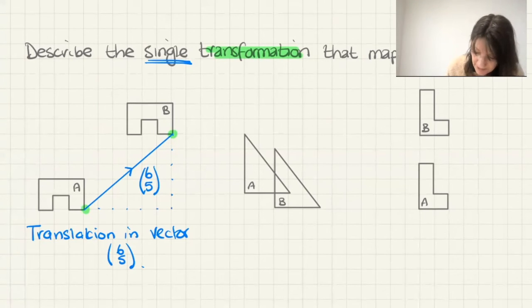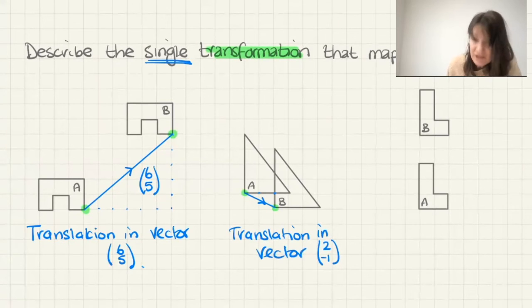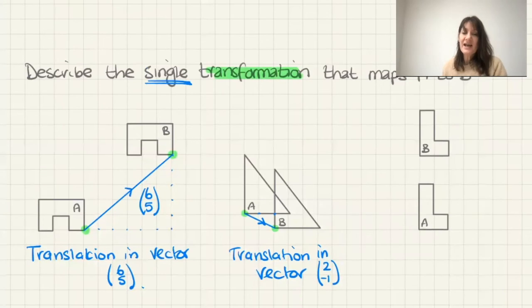Okay, so we're going A to B. So there's A to B. I'm going to draw in my vector. And I can see that I've got to count 1, 2 forward and 1 down. So a full sentence to get me my marks is to say translation. It's exactly the same sentence. Translation in vector 2, minus 1. Okay, I'll just bring that one down so you can see it. Have a go at that one for me and hit play when you're ready.